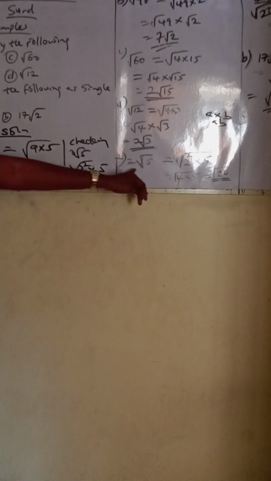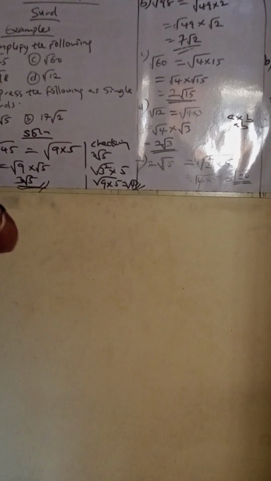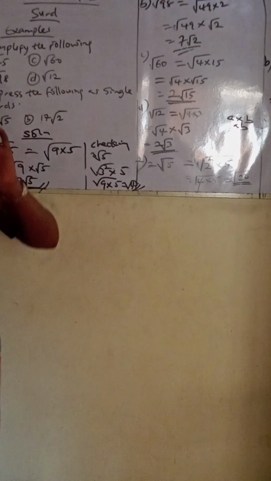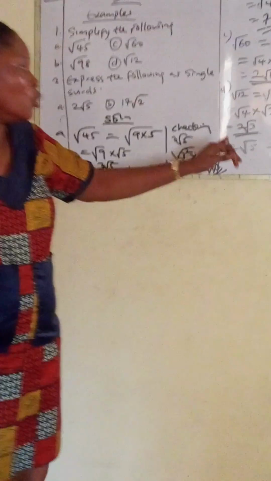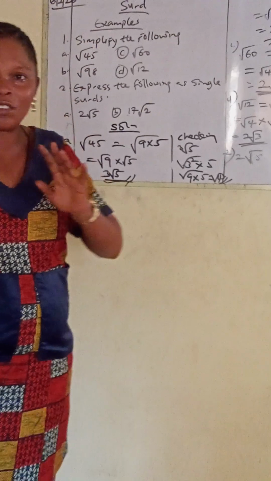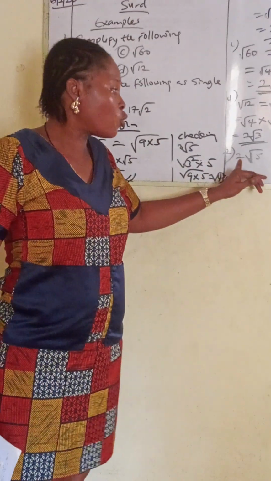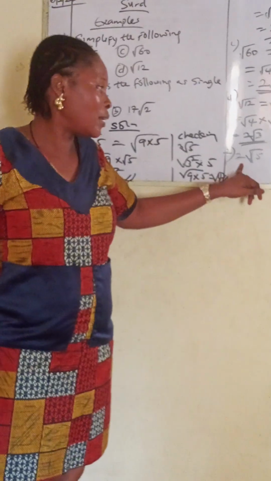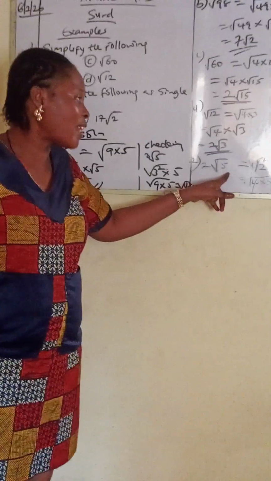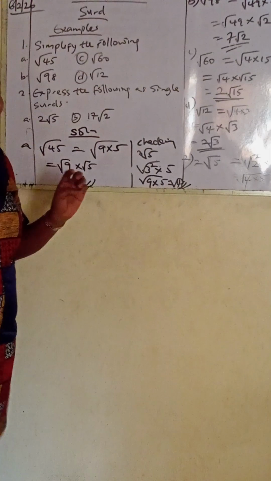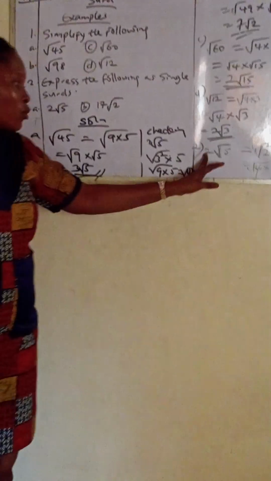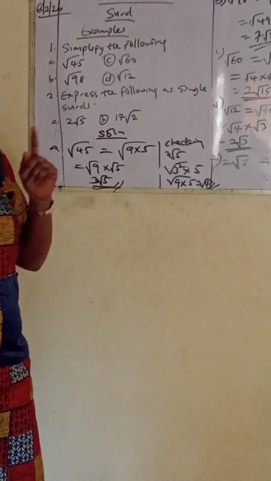So when you are given any question like this on sort, mostly if there is a number outside the sort and you are asked to simplify, all you need to do is just to square that number that is outside. No matter the question given to you, provided there's a number outside the sort and you are asked to simplify, just go straight by squaring the number that is outside, and multiply it with what is inside that sort. That will give you your final answer. That is how we simplify sort that has a number outside, to change it to what? Put it into a single sort.